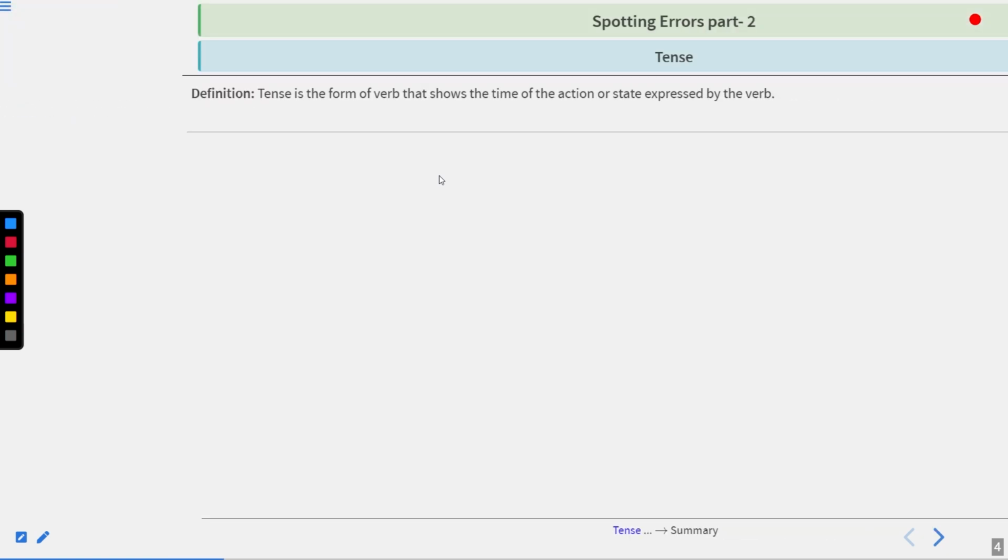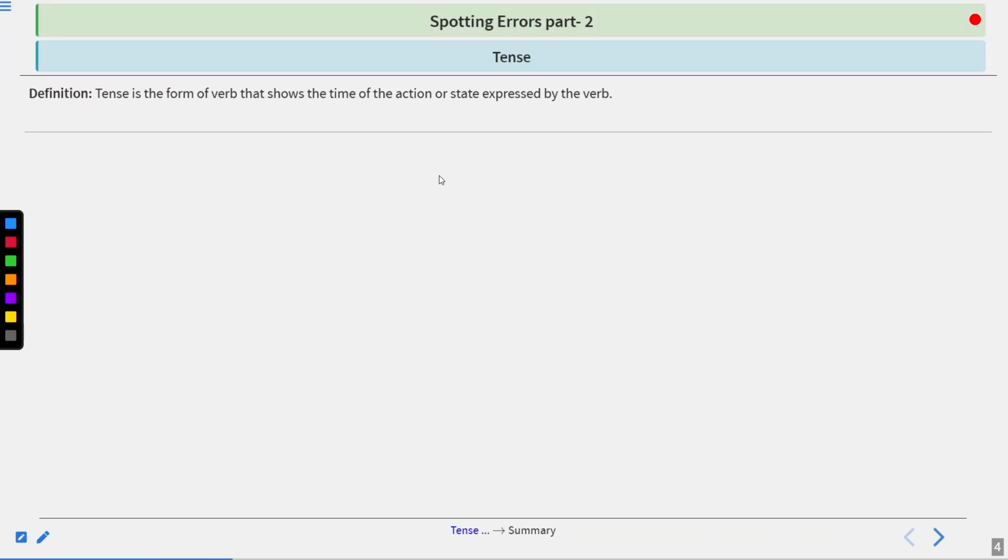Let's begin. Tense. First of all, read the definitions. Tense is the form of verb that shows the time of the action or state expressed by the verb. As you have read the definition, you can infer that tense is a verb form which shows the time of the action or state which is expressed by the verb.